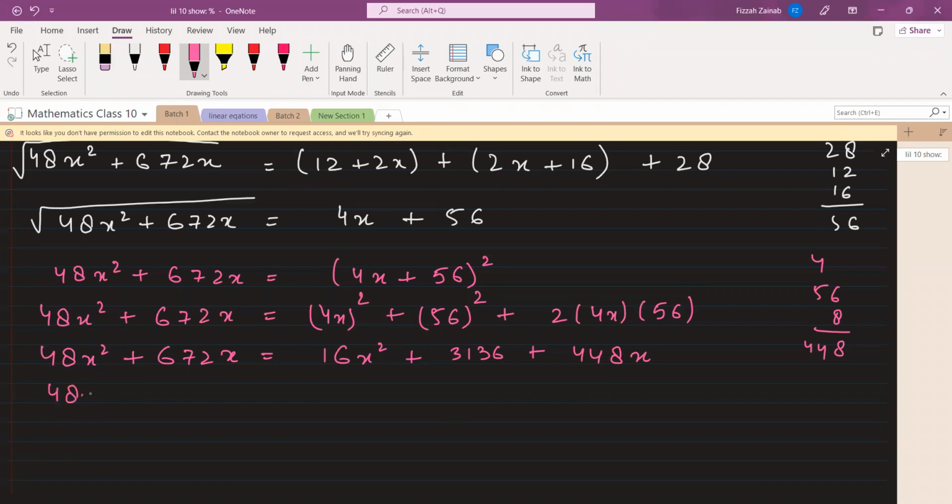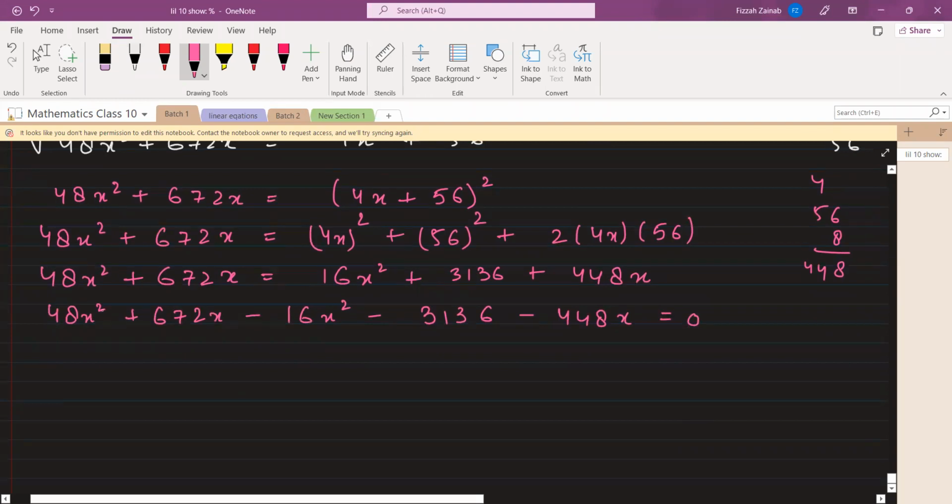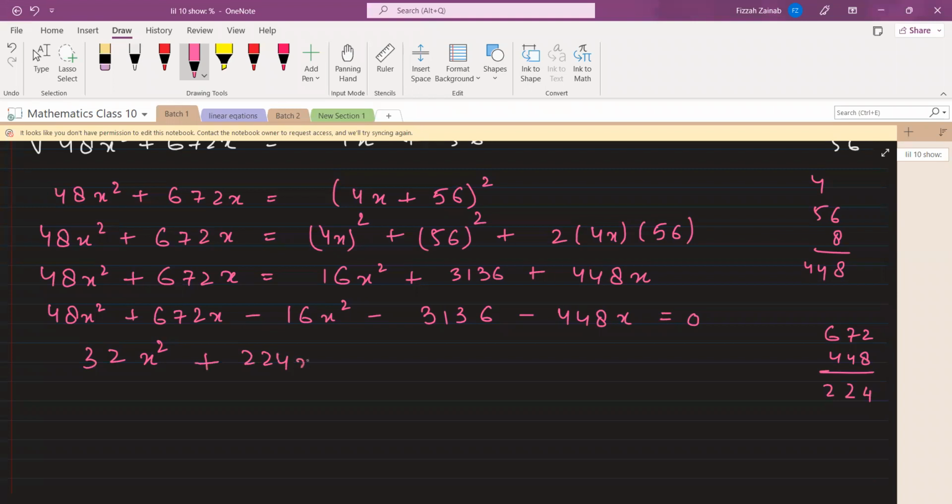Okay. Now you bring everything on the left hand side. So 48x square plus 672x minus 16x square minus 3136 minus 448x is equal to 0. So 48 minus 16, so 8 minus 6, 2, and that becomes 32x square. And so 672x minus 448, do separately. 12 minus 8 is 4, then you have 6 minus 4 is 2. So I'm getting plus 224x, right? Okay, and then minus this, 3136 is equal to 0.